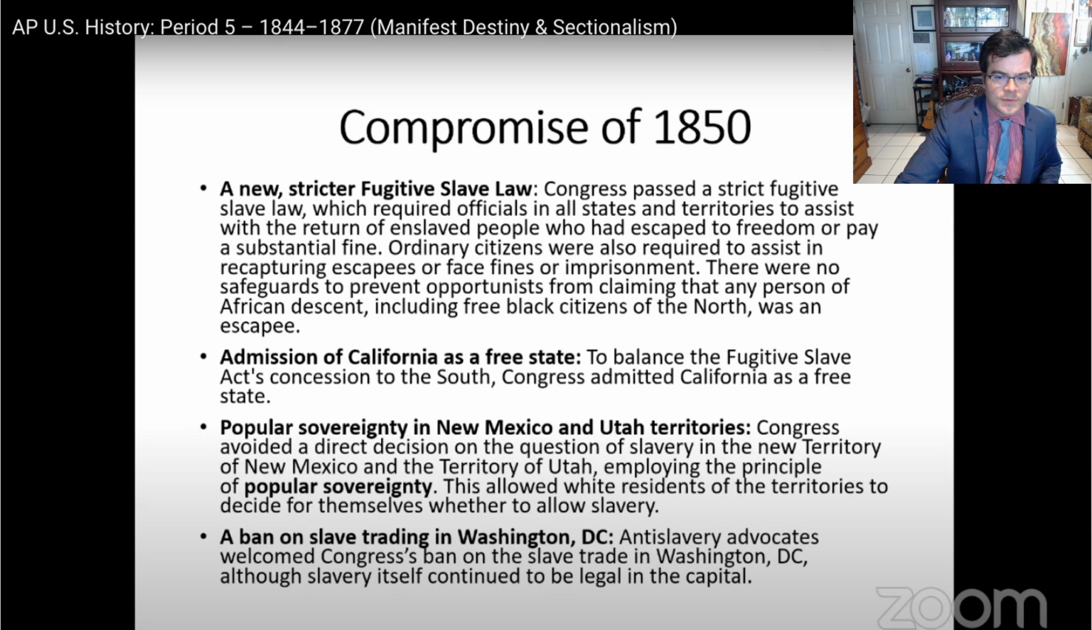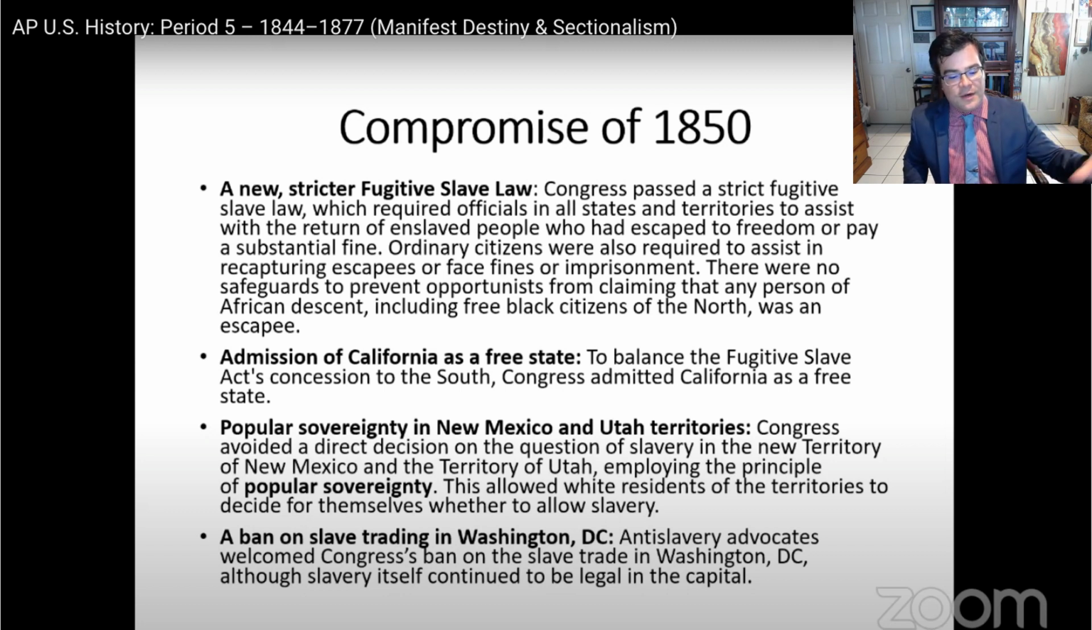Great. Compromise of 1850. Let's get to the Compromise of 1850. So with all this new land coming into play from Mexico, there's a need to make some changes, so the Compromise of 1850 is established. A compromise means both sides get something that they want. The anti-slavery movement gets California as a free state and the end of the slave trade in Washington, D.C., but the pro-slavery side gets the stricter fugitive slave law.